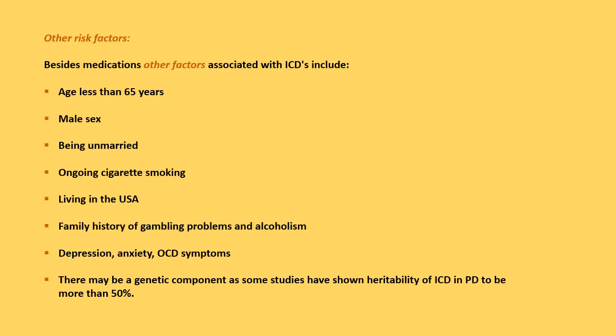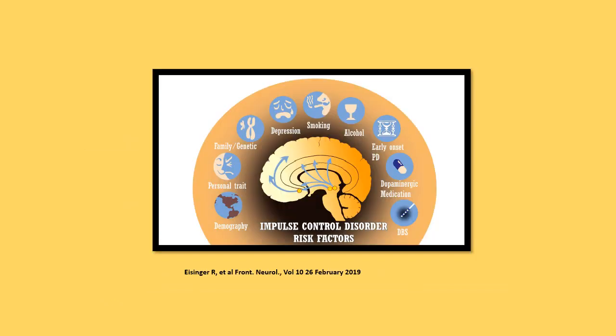Other risk factors. Besides medication, other factors associated with ICDs include age less than 65 years, male sex, being unmarried, ongoing cigarette smoking, living in the US, family history of gambling problems and alcoholism, depression, anxiety, and OCD symptoms. There may be a genetic component, as some studies have shown heritability of ICD in PD to be more than 50%. This graphic shows the risk factors for ICDs in PD.